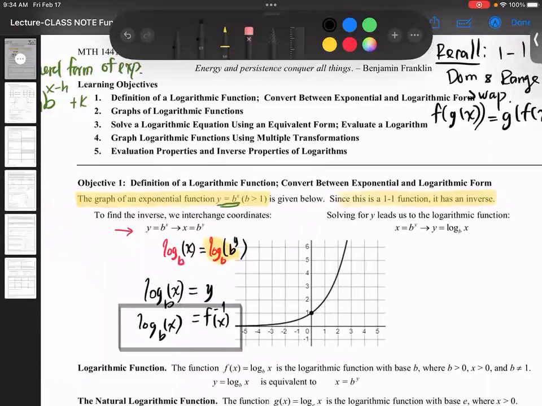And what is f of x? f of x is this guy. That's f of x, right? And that's f inverse of x. No, it's not. They are related to each other because they're inverses, but it's not.